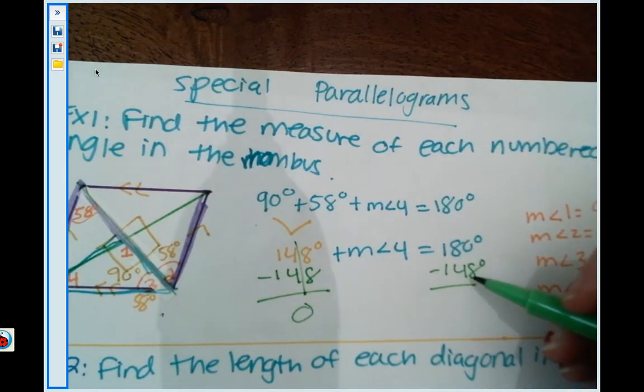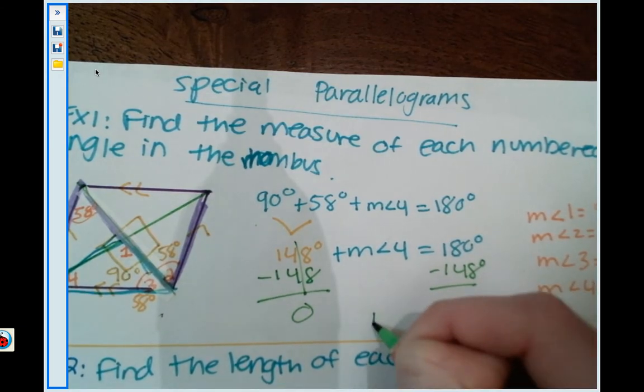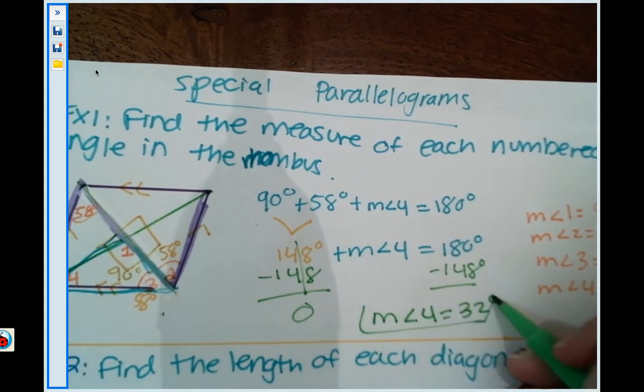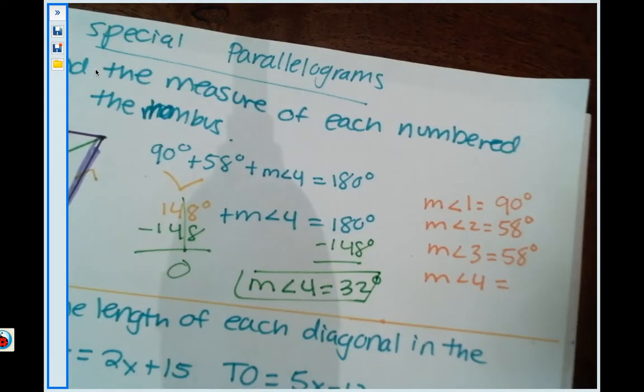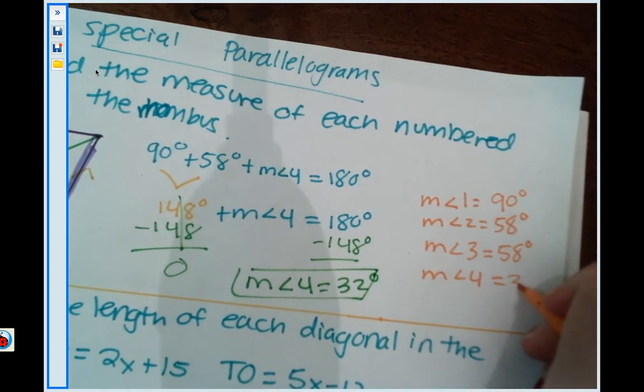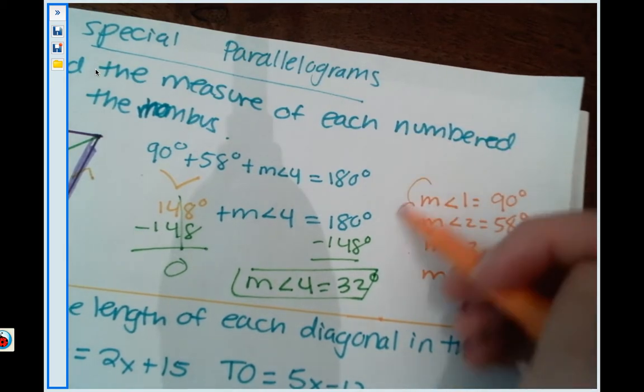180 minus 148, that will give me, let's see here. Well, 180 minus 140 is 40. Subtract 8 more is 32 degrees. So the measure of angle 4 equals 32 degrees. And guess what, you guys? We have finished the problem. The measure of angle 4 is 32 degrees.